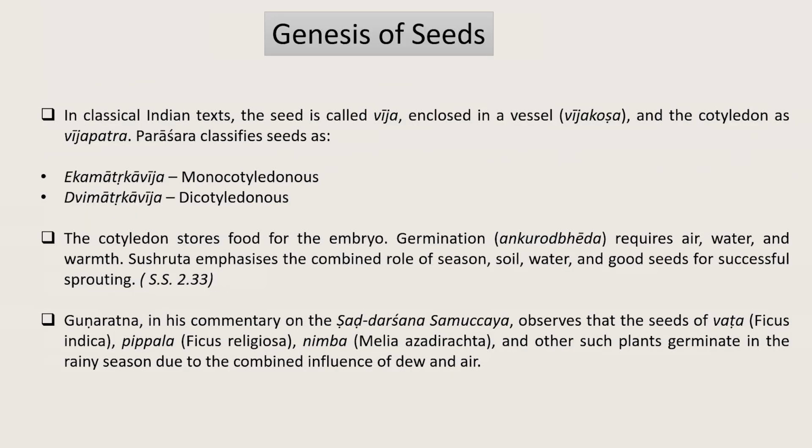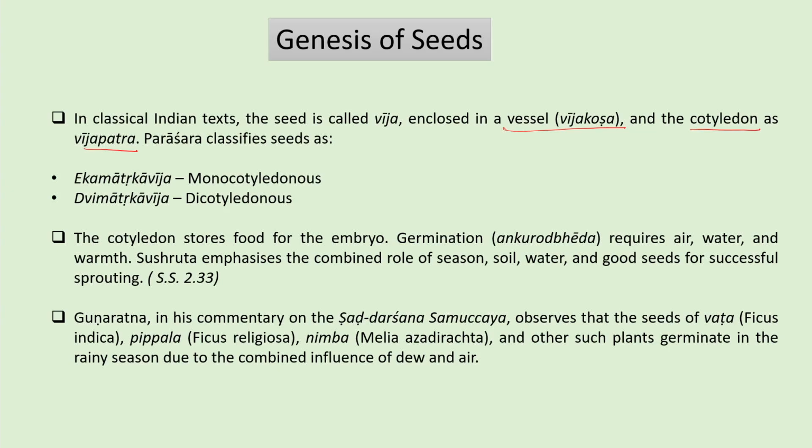Genesis of seeds. In classical Indian texts, the seed is called bij, enclosed in a vessel, bij kosh, and the cotyledon as bijpatra. Parasar classified seeds as Ekmatrika bij, monocotyledonous, and Dvimatrika bij, dicotyledonous. The cotyledon stores food for the embryo. Germination, Ankur Bhed, requires air, water and warmth.